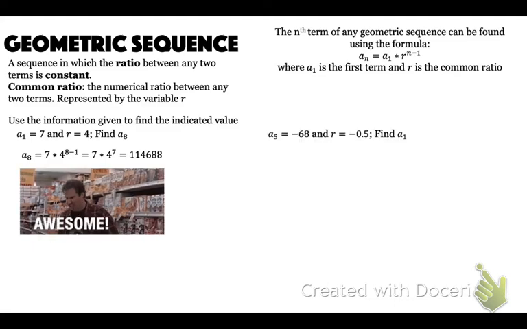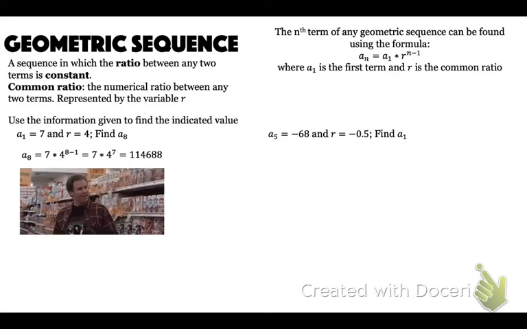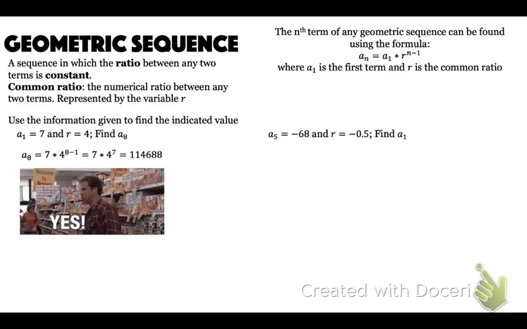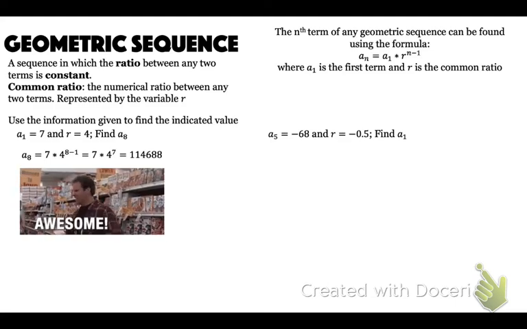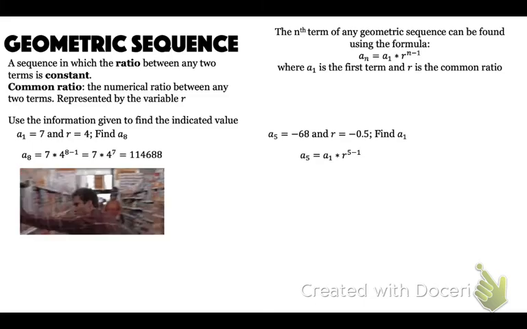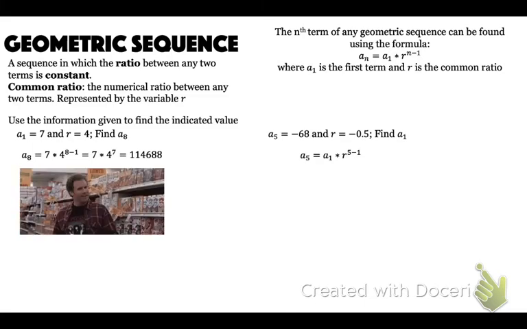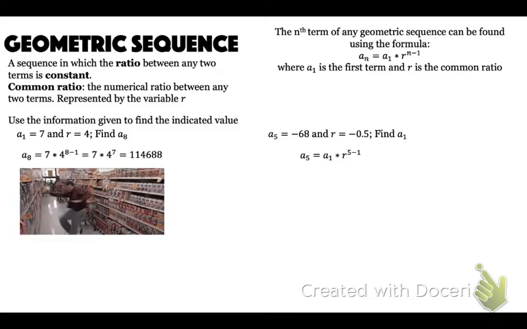Anyway, if we have a sub 5 equals negative 68 and r equals negative 0.5, and we want to find a sub 1, we kind of have to work backwards here. Let's plug in a sub 5, so I'm saying n equals 5. I have a sub 5 equals a sub 1 times r to the 5 minus 1. Up in this formula, I'm just letting n equal 5.